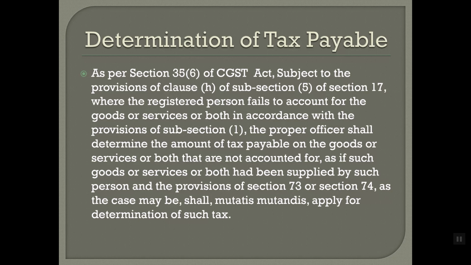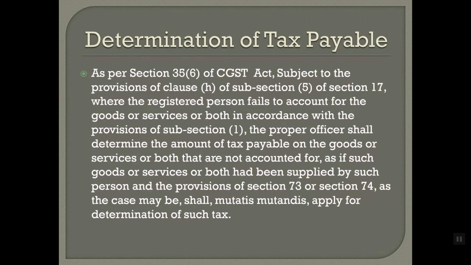Determination of tax payable. As per Section 35, Subsection 6 of the GST Act, subject to the provisions of clause (h) of subsection 5 of Section 17, where the registered person fails to account for the goods or services or both in accordance with the provisions of subsection 1, the proper officer shall determine the amount of tax payable on the goods or services or both that are not accounted for, as if such goods or services or both had been supplied by such person, and the provisions of Section 73 or Section 75, as the case may be, shall apply for the determination of such tax. Here, in some cases, we are not able to determine the tax liability, how much we need to pay. In that case, the proper officer will determine the amount of tax payable.